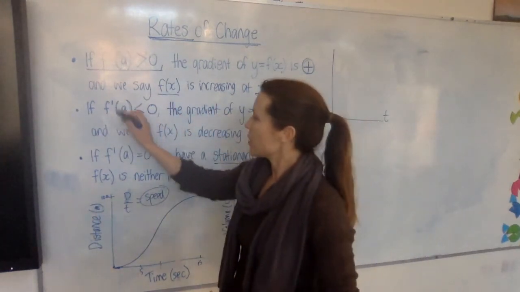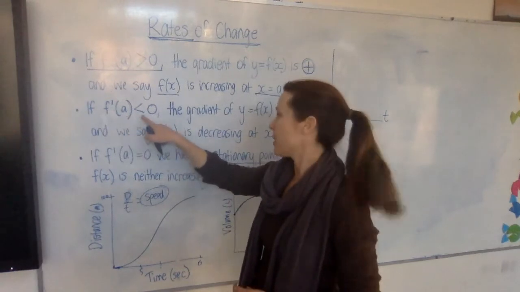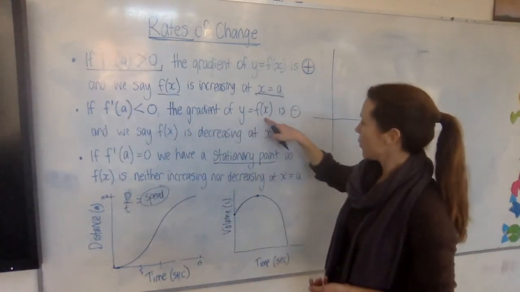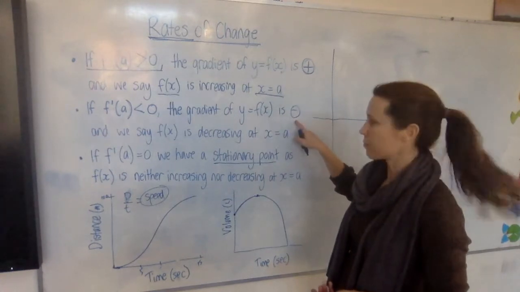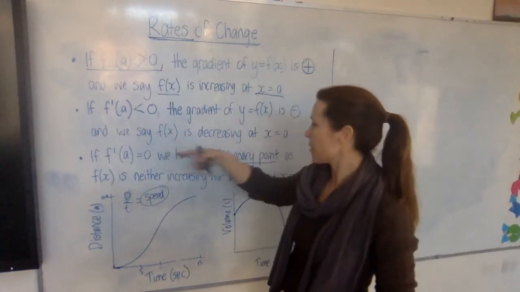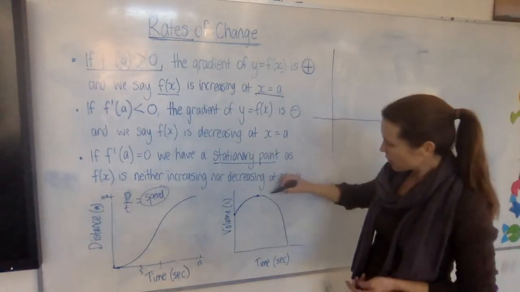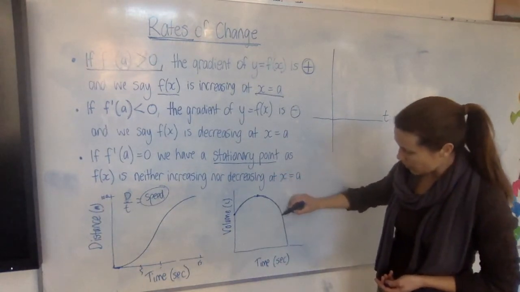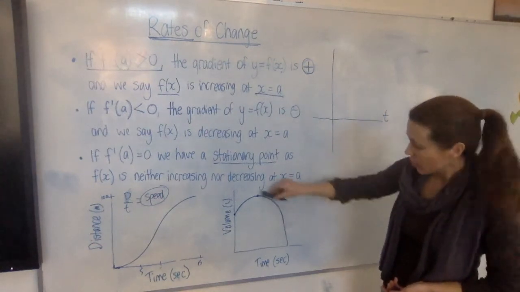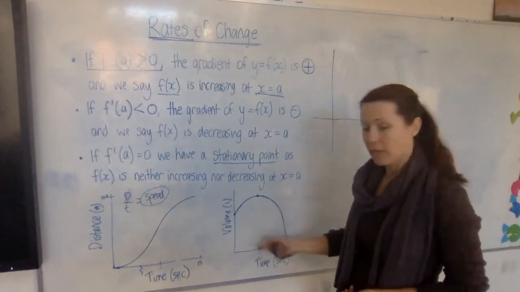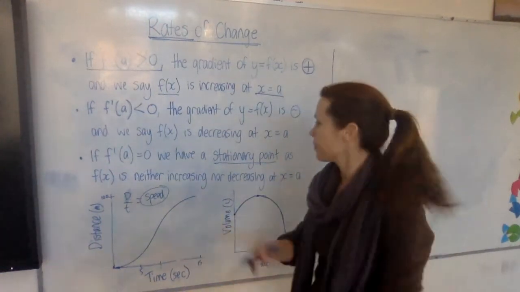Now, if your derivative at any point a is less than 0, in other words, it's negative, then the gradient of your curve is negative. So we say that f of x is decreasing at that point, x equals a. So we could say that the volume is decreasing for this whole section. And how do we know? Well, the gradient is negative that whole time. So the change in volume over time is actually going down.